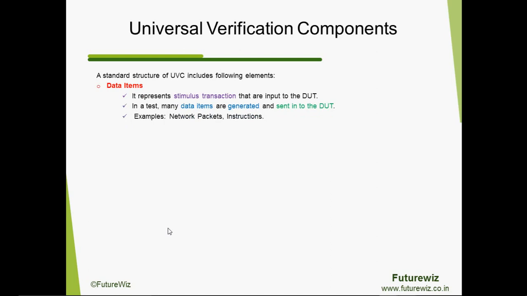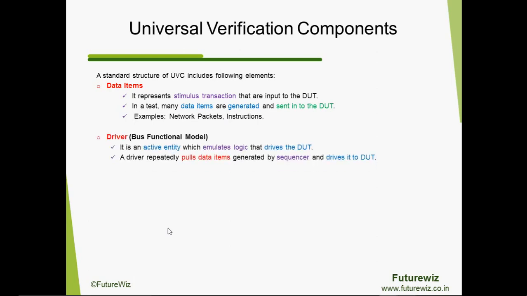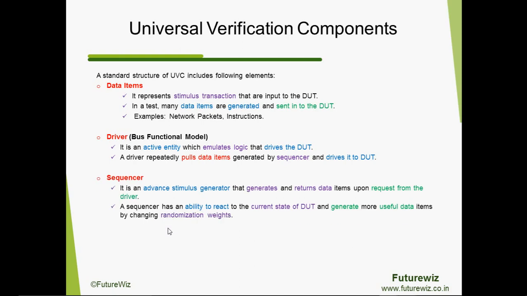First, the data item, which is used for providing your stimulus transaction. It is what inputs you have to send to your actual DUT. Then we have something called the driver, also called the bus functional model. It's an active entity which actually drives your DUT. It pulls data items from the sequencer, which are then driven to your DUT. The sequencer is an advanced stimulus generator that generates data in return, depending upon the request that comes from the driver. The sequencer has the ability to find out what state your current DUT is in, and it can generate more useful data depending upon the requirement.